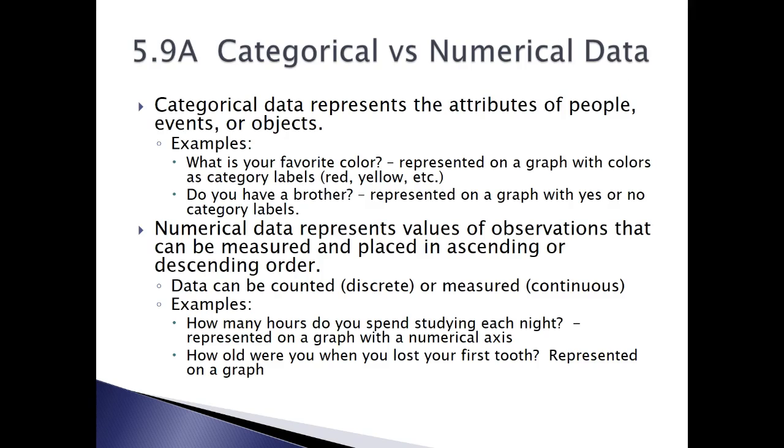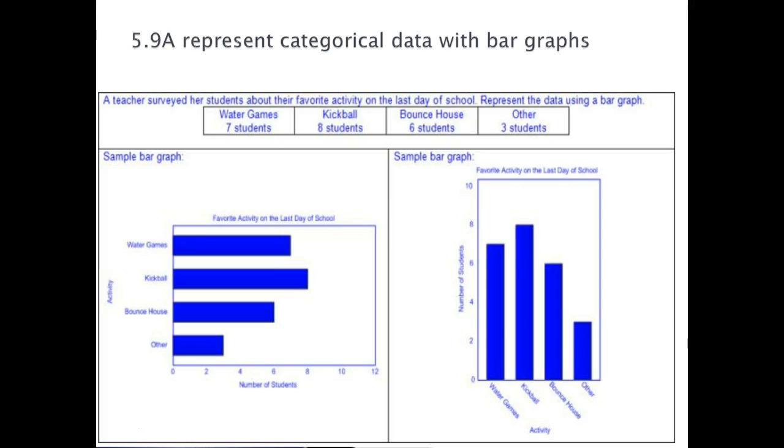So, looking at 5.9a, to discuss the differences between categorical and numerical data, I've given you the definitions and examples here. With categorical data, of course, we're looking at categories. So, favorite color, do you have a brother? They're not numbers. But numerical data can be counted. It's discrete or it could be continuous. So how many hours, how old were you when you lost your first tooth? So notice numbers are involved with numerical data.